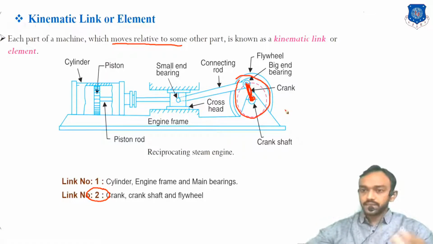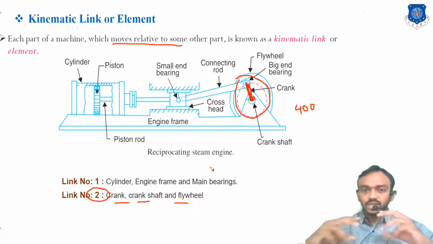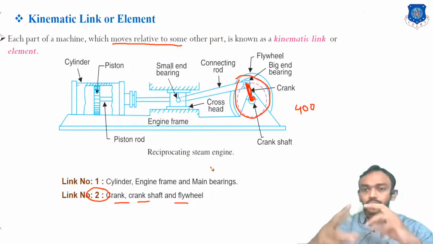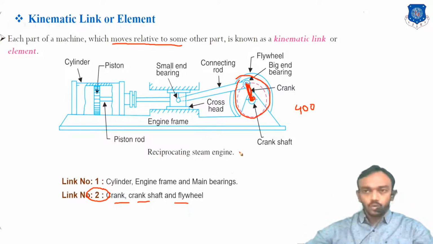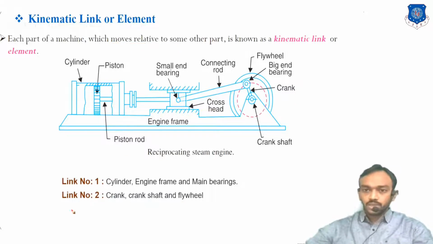If I am saying the crankshaft is rotating at 400 rpm, then the crank, crankshaft, and flywheel, all three are together rotating at 400 rpm. So all three are moving together, so there is no relative motion between them. Okay, so that's how link number two will be considered as all three elements.